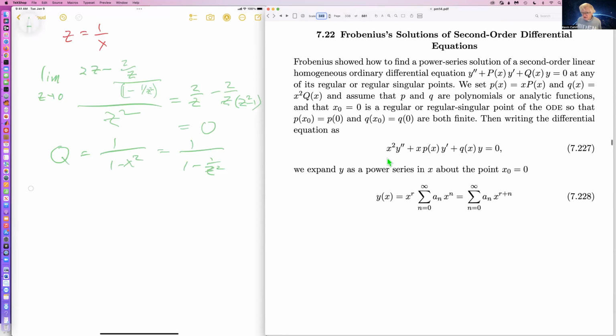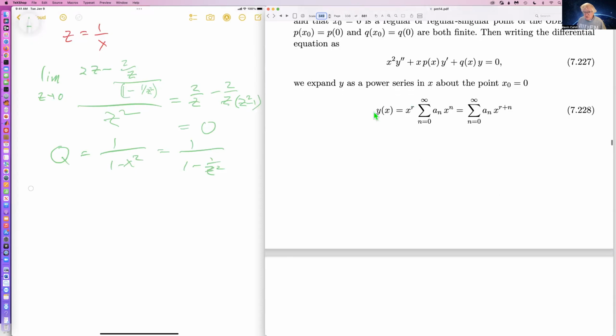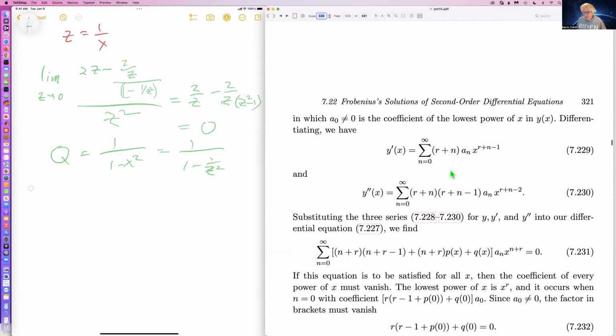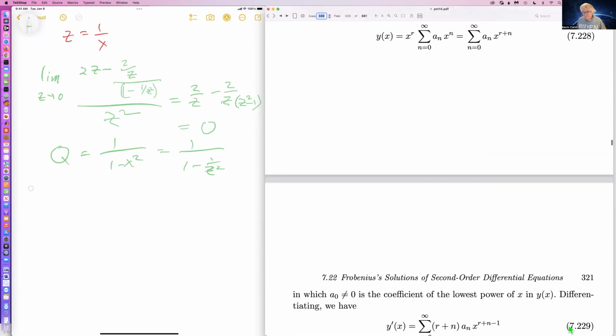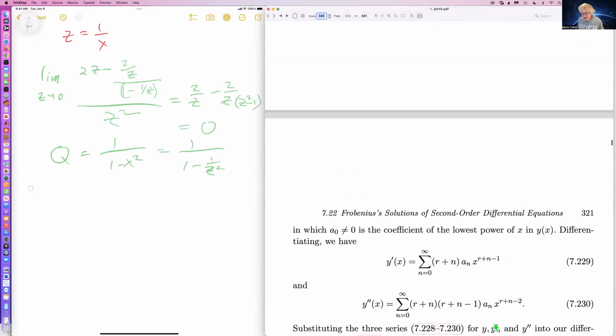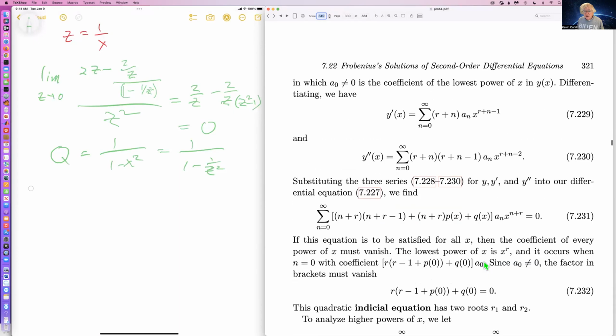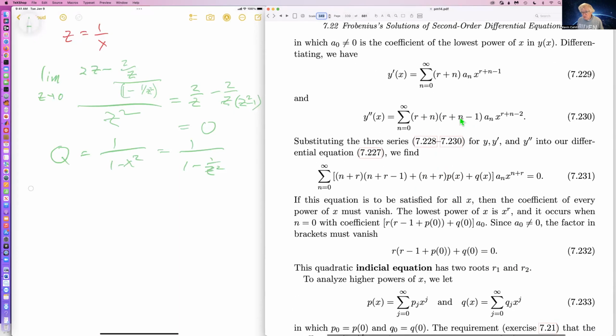The reason for doing that is that here you have two derivatives, so they're going to pull down two powers of x, and you replace them this way. Here you pull down one power of x and you replace it. So if you set y equal x to the r times the sum of a_n x to the n, then y prime is the sum of (r plus n) a_n x to the r plus n minus 1. And the second derivative, differentiating this, gives (r plus n)(r plus n minus 1) a_n x to the r plus n minus 2.